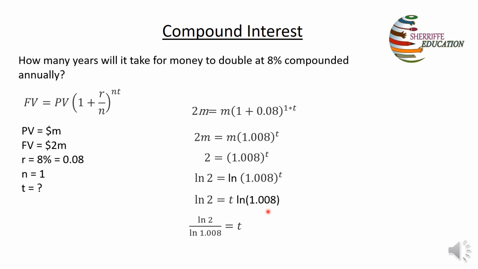And once again, using our calculators, we can see that T is equal to 9.01 years. So in 9.01 years, any sum of money will double if it is compounded annually at a rate of 8%.